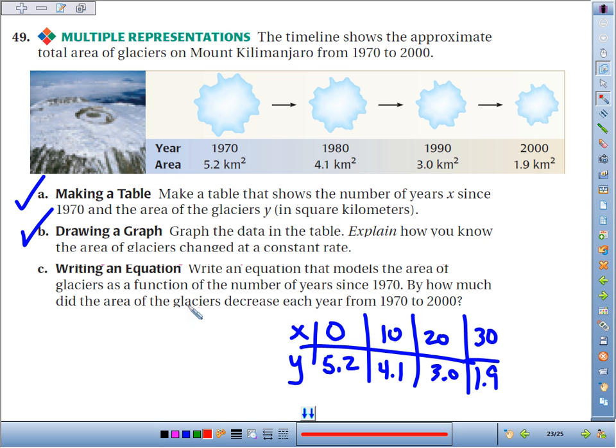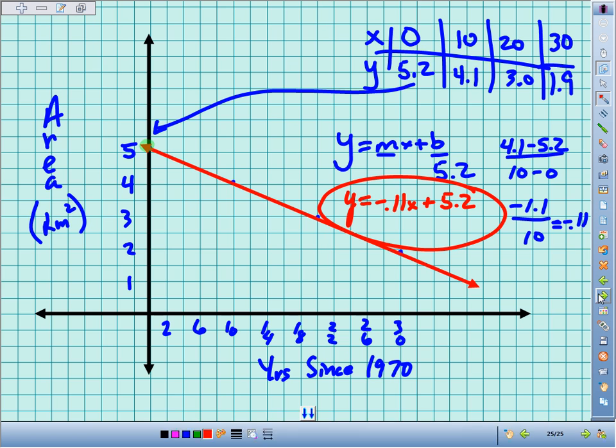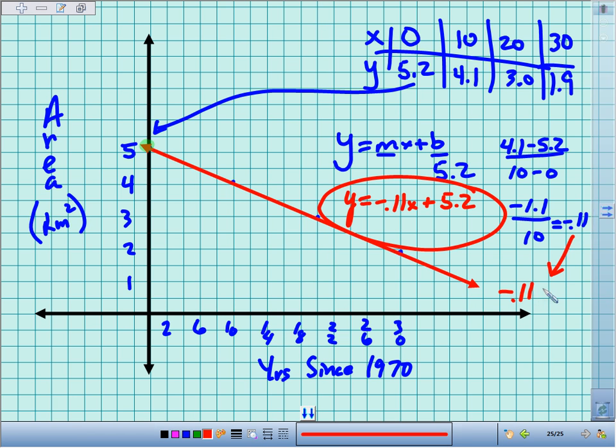They did ask us by how much did the area of the glaciers decrease each year. So how much did it change per year? That's like the slope. And our slope was negative 0.11. So we could say it decreased by 0.11 square kilometers per year every year.